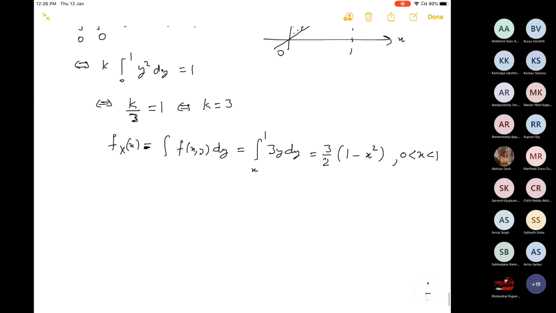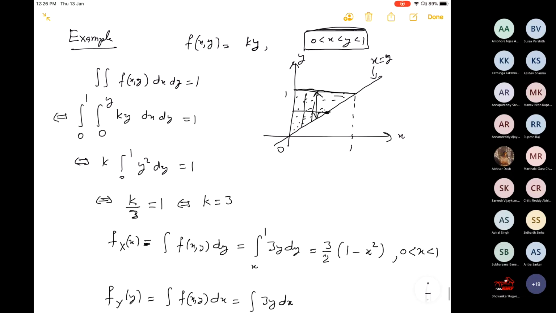What is the marginal of y? Marginal probability mass function. Integration of the joint over x. So 3y dx. X is varying from here to here.